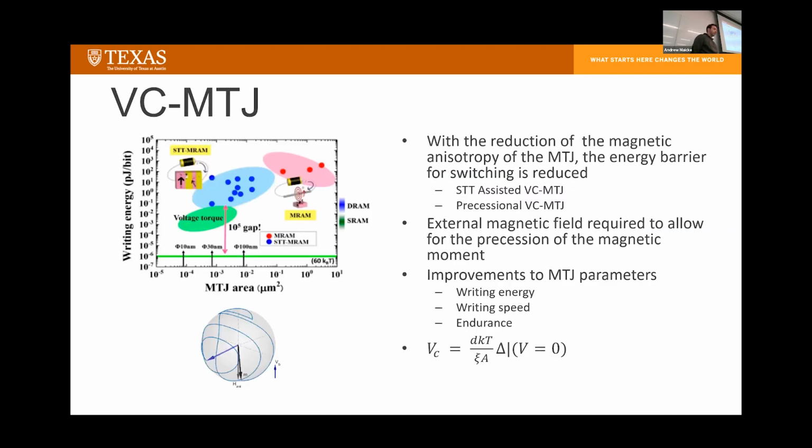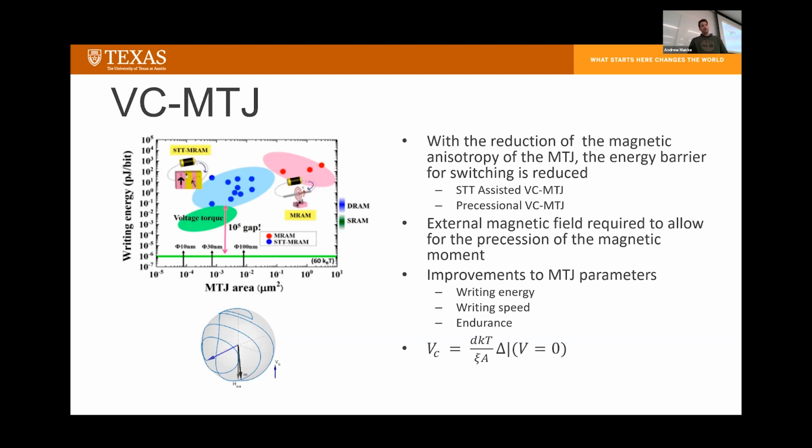So how this can actually be implemented into MTJs is by using VCMA to modify the magnetic anisotropy, which will in turn reduce the energy barrier for switching. Two devices can be realized through this: one is STT-associated VCMTJs, and the other is precessional VCMTJs. To have the switching due to anisotropy, an external magnetic field is required so that precessional movement of the magnetic moment is achieved, such that it starts to spin around due to spin orbit coupling and is able to switch due to momentum.